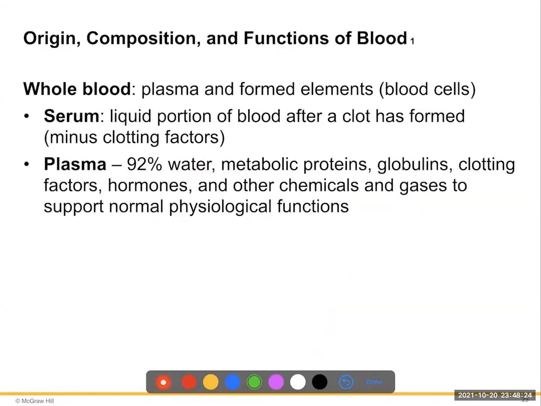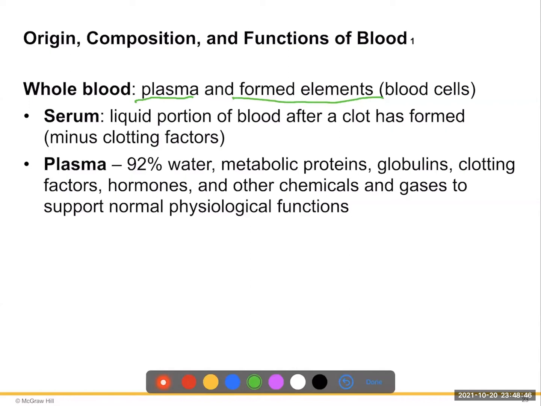So what's blood basically? Because blood is transporting everything. So whole blood, when we talk about whole blood, we're talking about plasma and formed elements. So plasma is the liquid portion of the blood. The formed elements are your white blood cells, your red blood cells, platelets, and everything else.